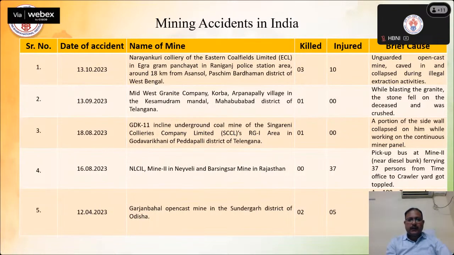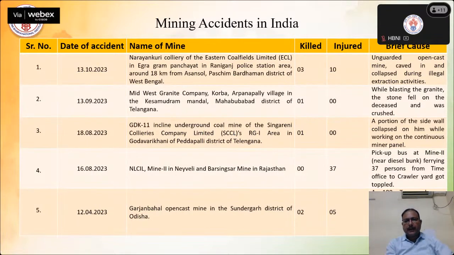Then we have on 13 September 2023, Midwest Granite Company, Korba, wherein again 1 person killed, nobody injured. While blasting the granite, the stone fell on the deceased and he was crushed. On 18/8, again 2023, you can see the data of 2023 only. NLC mine in Rajasthan, 37 got injured, and in April 2023, in Odisha again, 2 people got killed and 5 got injured. So you can see the gravity.